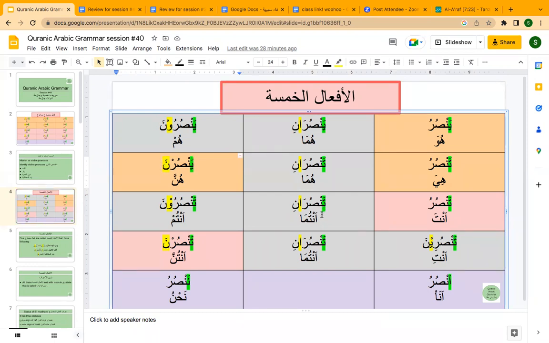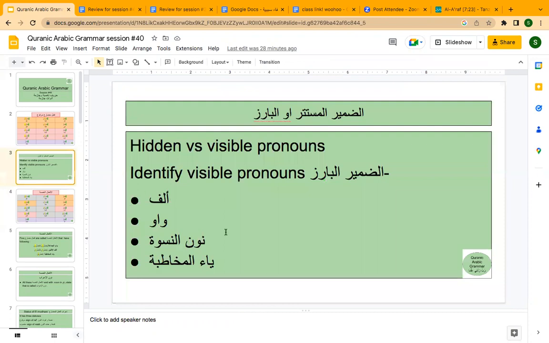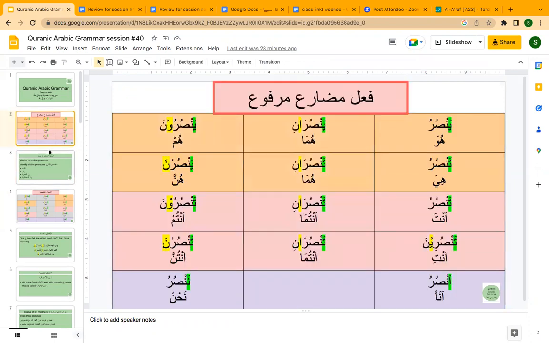Okay, so alif, waw, and ya, those pronouns are there in af'alul khamsa, and our mudari also has another visible pronoun, that is nunun niswa. Please remember this. I don't think I can make it any easier than this.